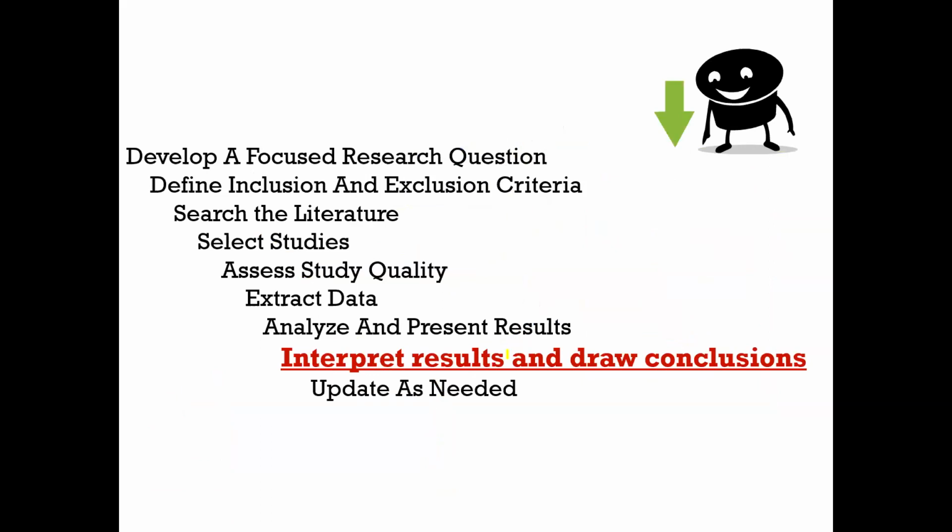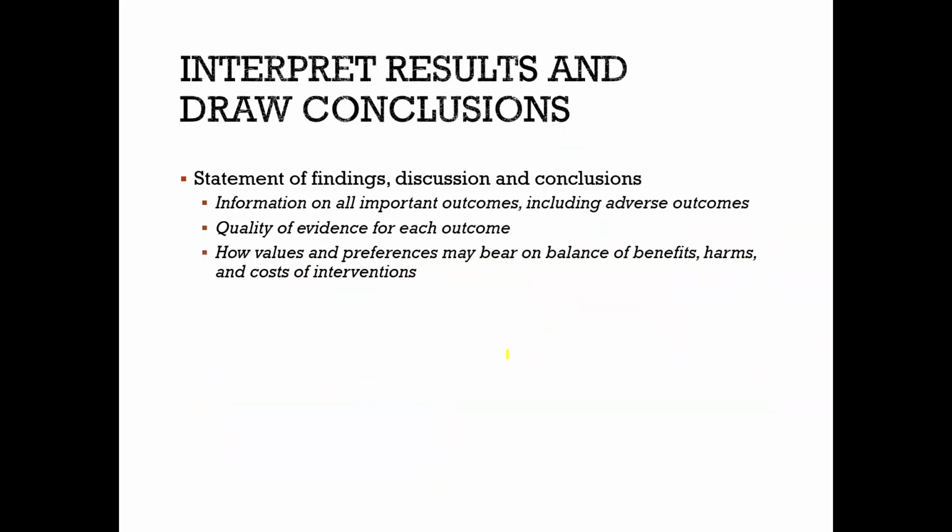Next, interpret results and draw conclusions. So, statement of findings, discussion and conclusion. Information on all important outcomes, including adverse outcomes. Okay, so everything needs to be interpreted. Quality of the evidence for each outcome. Like you saw in oral cancer, so mortality or recurrence of the cancer. So for each, the quality of evidence should be reported.